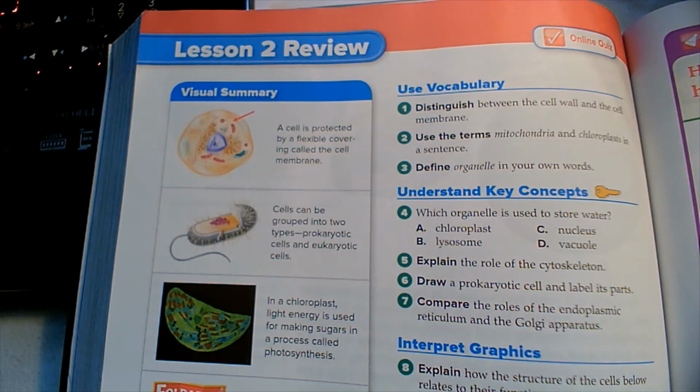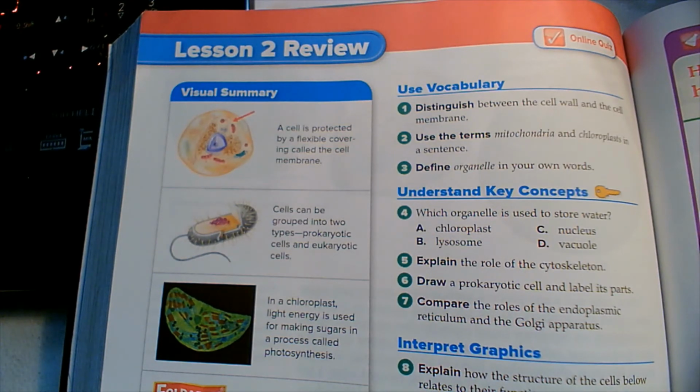Okay, we're on to the lesson 2 review. Number 1 says distinguish between the cell wall and the cell membrane. Well, the cell wall is a rigid structure that provides support and protection in plants and some bacteria, whereas the cell membrane is a flexible covering that is found around all cells. Number 2, use the terms mitochondria and chloroplasts in a sentence. Here's an example. Mitochondria and chloroplasts are used to process energy. Number 3, define organelle in your own words. Well, an organelle is a structure in a cell that's surrounded by a membrane and used for a specialized task.